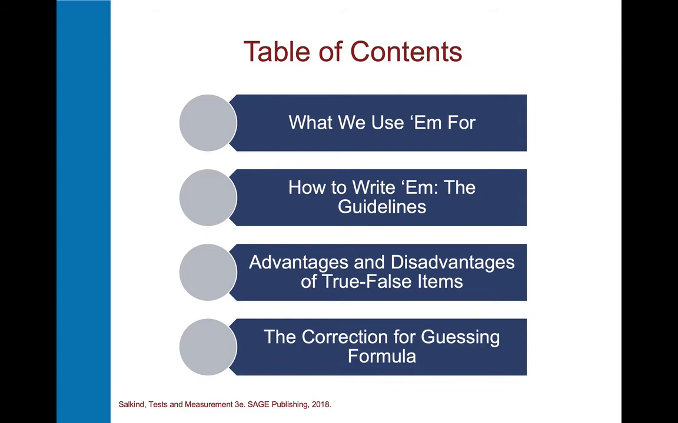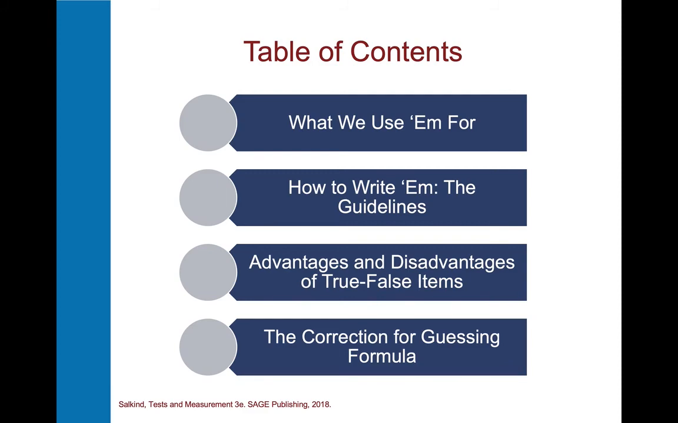Remember that true or false items are most often used for measuring basic knowledge. It's not really useful for examining higher order types of thinking. Keep in mind that the probability of guessing correctly is much higher than for any of the other types of items that we covered so far. But all is not lost. That doesn't mean that we shouldn't use true/false items.